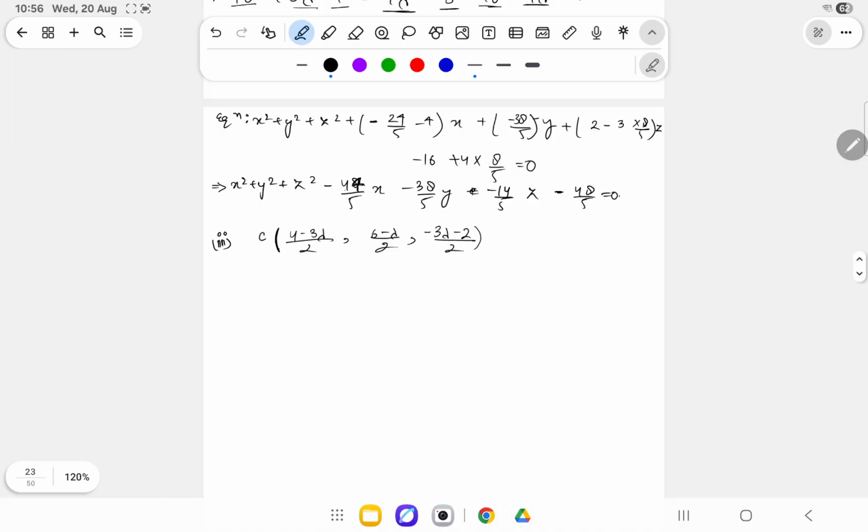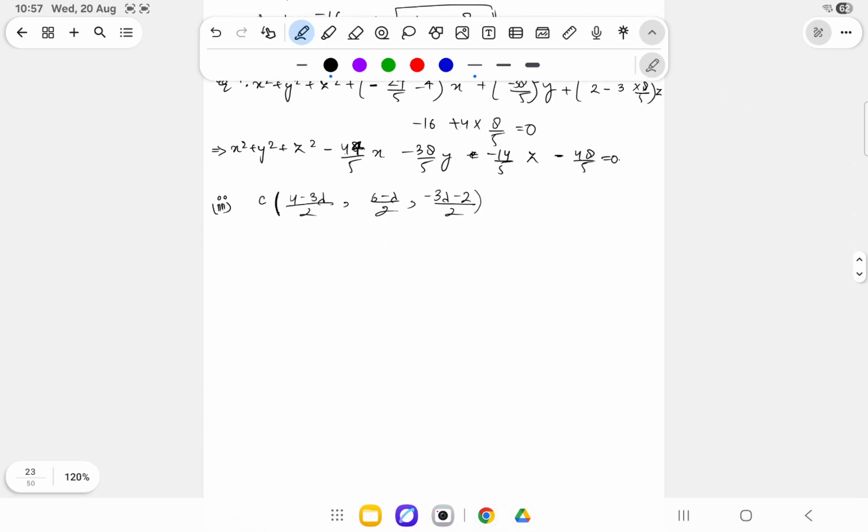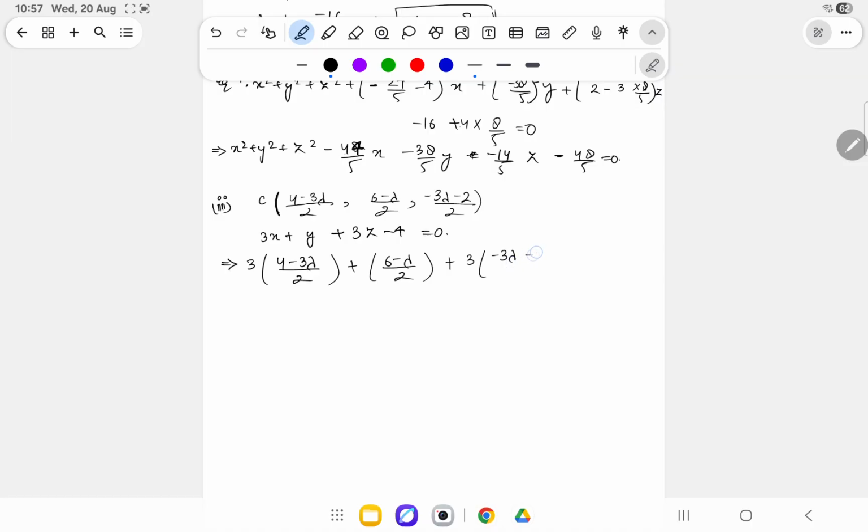The center of the sphere must lie on the given plane, 3x plus y plus 3z minus 4 equals 0. So it will be 3 into (4 minus 3 lambda) by 2 plus (6 minus lambda) by 2 plus 3 into (minus 3 lambda minus 2) by 2 equals 4.